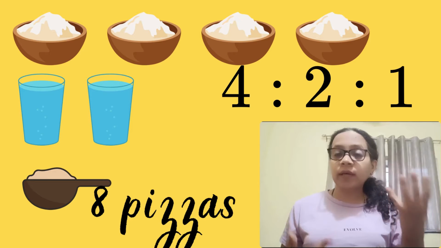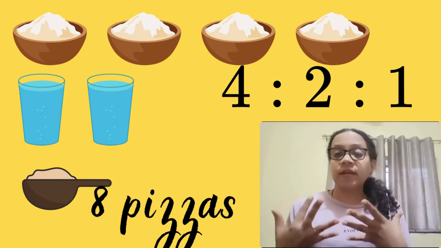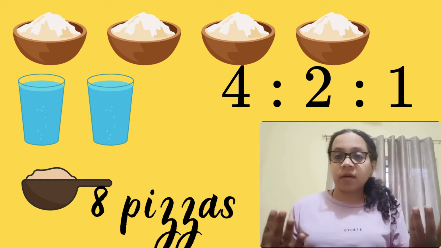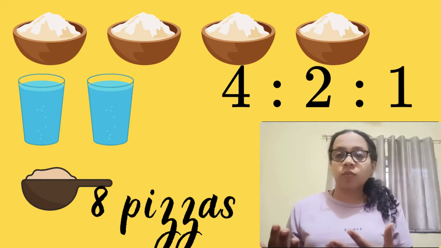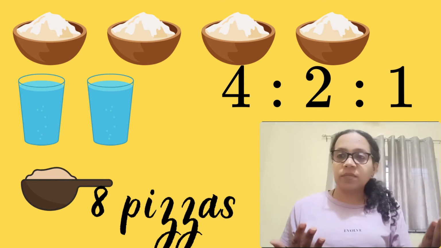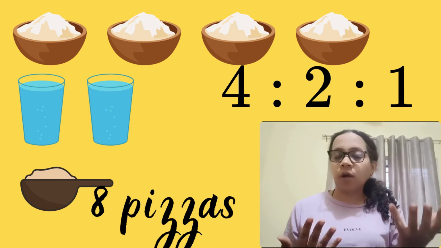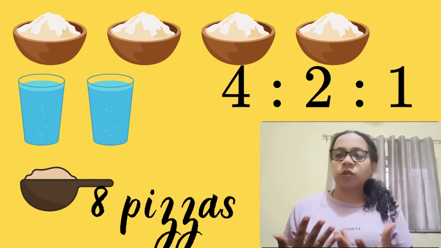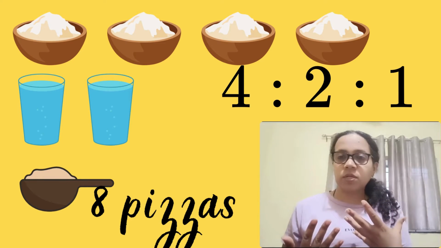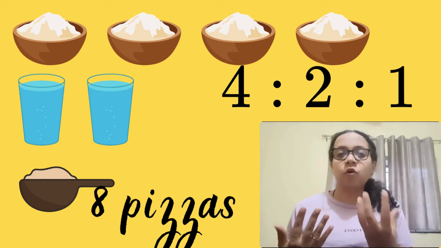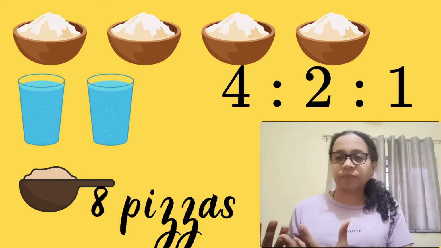Now, we'll look at that with a very interesting scenario. Suppose we are going to make pizzas from scratch. So we will look at making dough for the pizzas. So suppose to make 8 pizzas, you require 4 cups of flour, 2 cups of water and 1 tablespoon of yeast. So the ratio of flour to water to yeast will be 4:2:1.